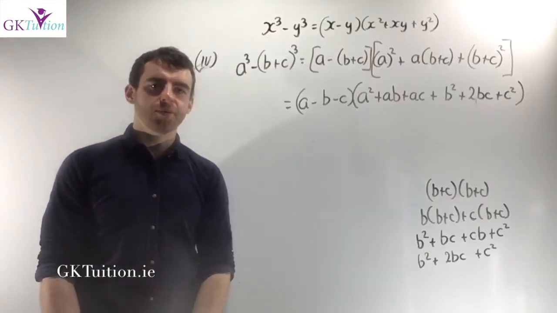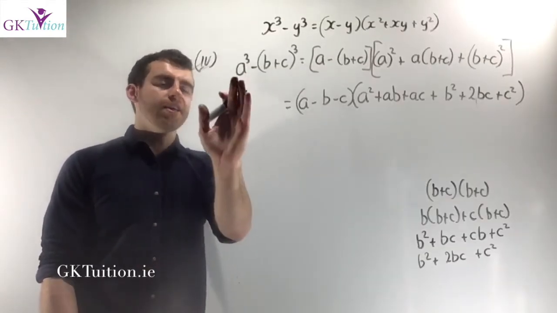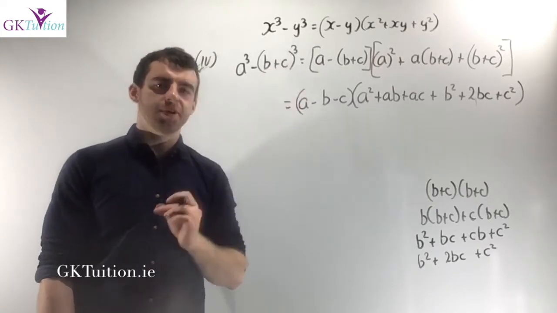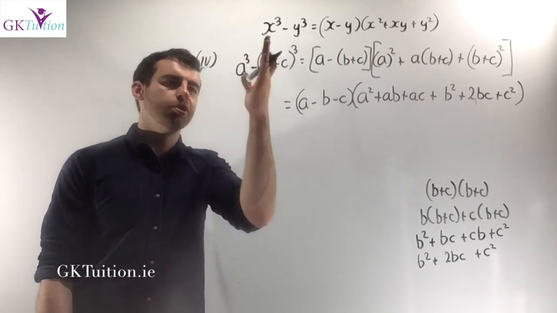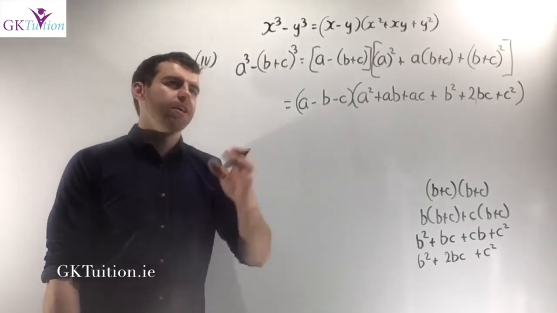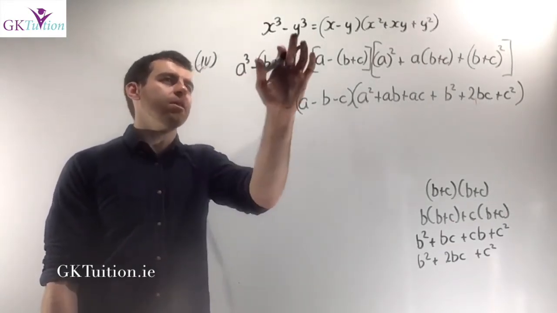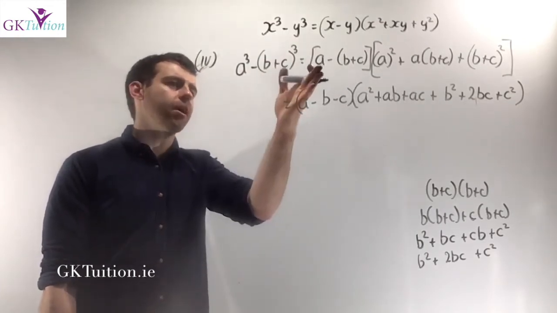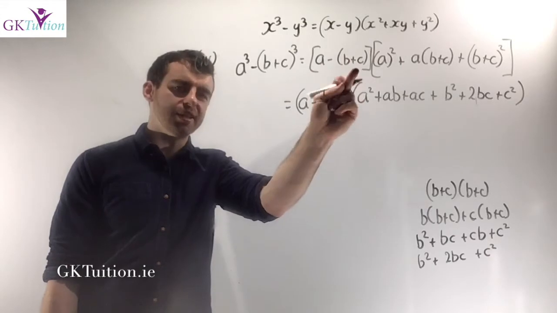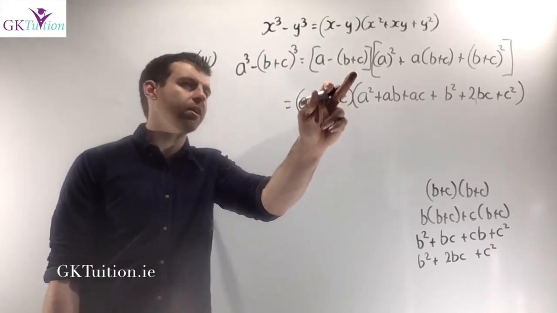Okay, so part 4 was far messier. We have a cubed minus b plus c all cubed. Once again, we have the difference of 2 cubes because it's one term cubed minus another term cubed. In this case, instead of x, I'd have an a. Instead of y, I'll have b plus c. So when I subbed in, I simply got a minus and then b plus c in brackets because I have to be careful with my signs there.